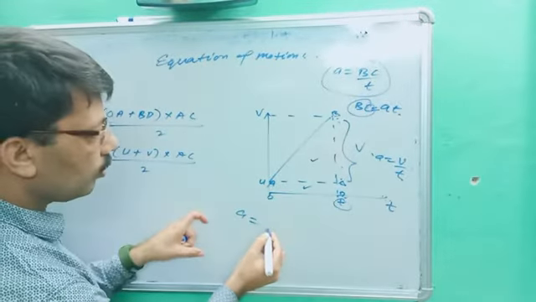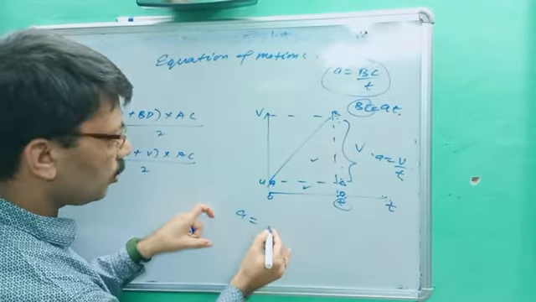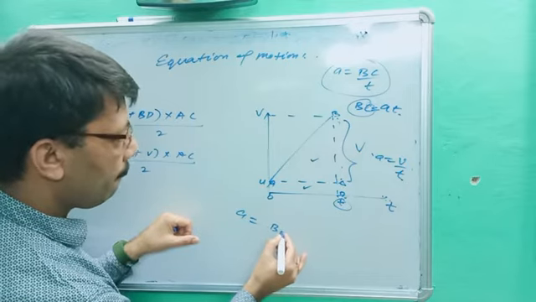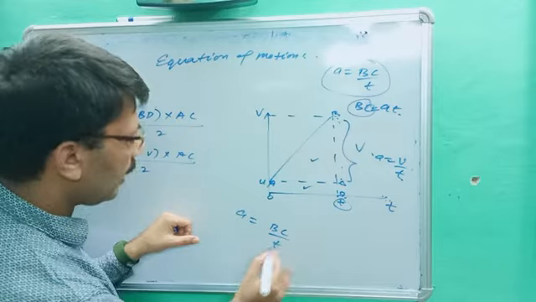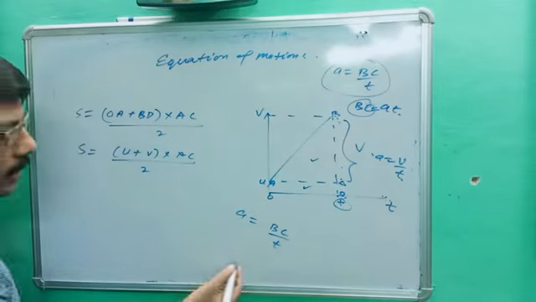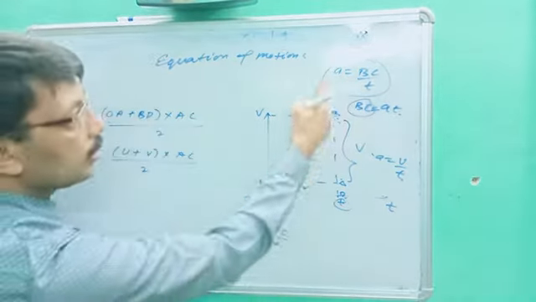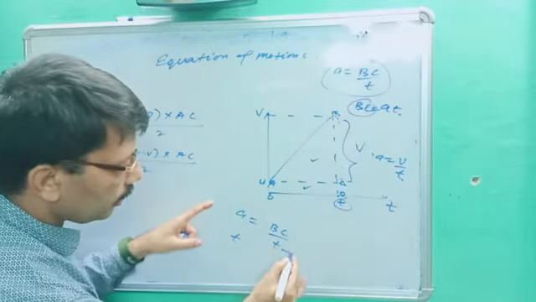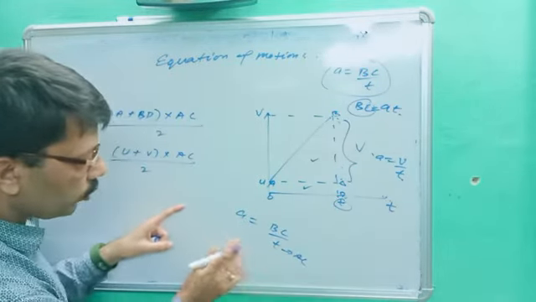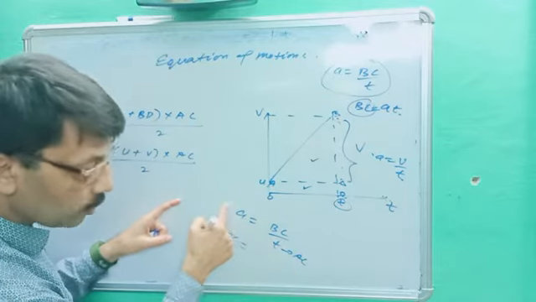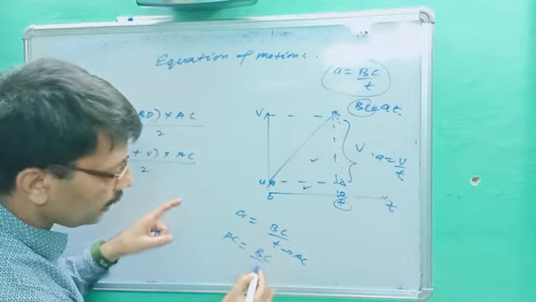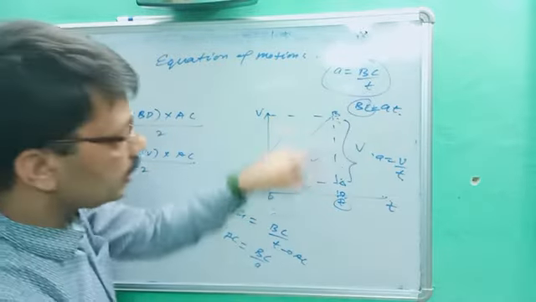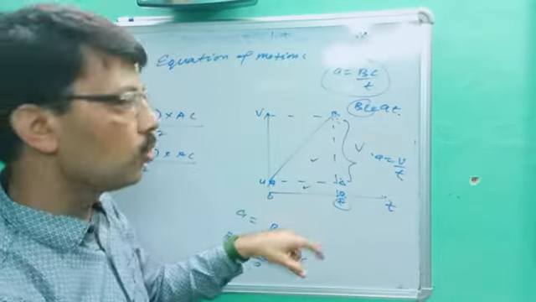In the previous lecture, we got the formula for AC. A is equal to BC upon T. So what is the value of T here? A is equal to BC upon T, and T is equal to AC. So AC is equal to BC upon A, and the value of BC is equal to V minus U.